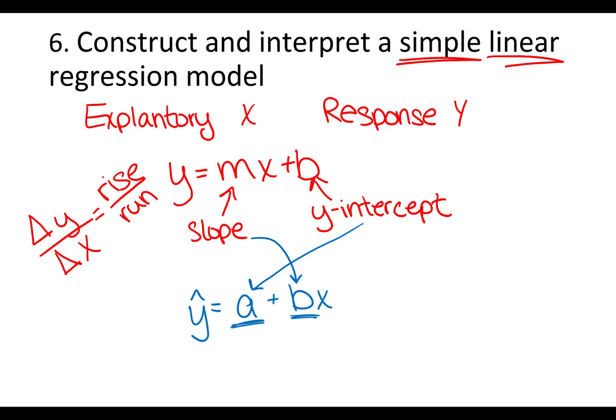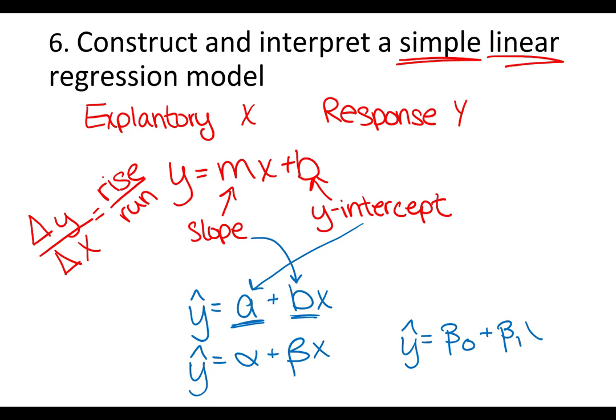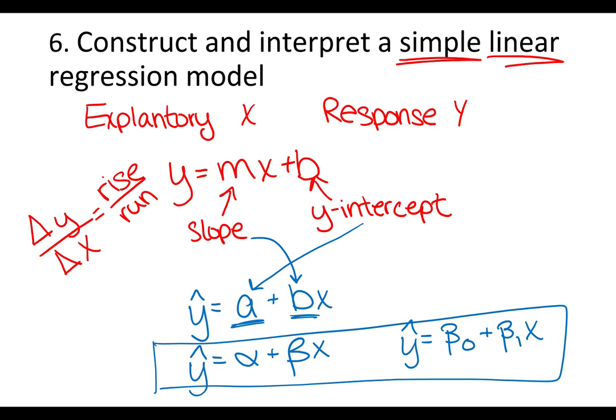For a population, this may be written as y hat equals alpha plus beta x. You could also see it written as y hat equals beta sub 0 plus beta sub 1 times x. We won't work with these population formulas until Lesson 12. I'll take you back to Minitab Express to construct a simple linear regression line and to interpret it.